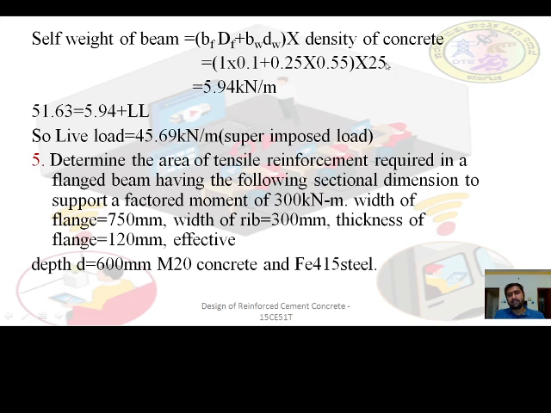Multiply by the density of the concrete. We will take the density for RCC as 25. So multiply in meters only. So we will get the self weight of the beam as 5.94 kilonewton per meter.